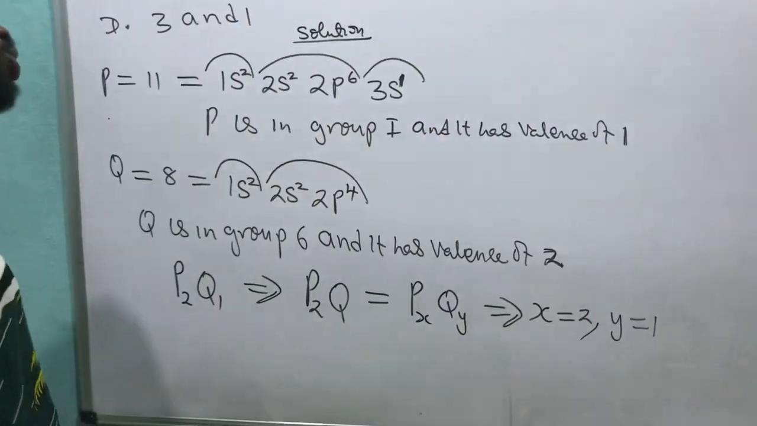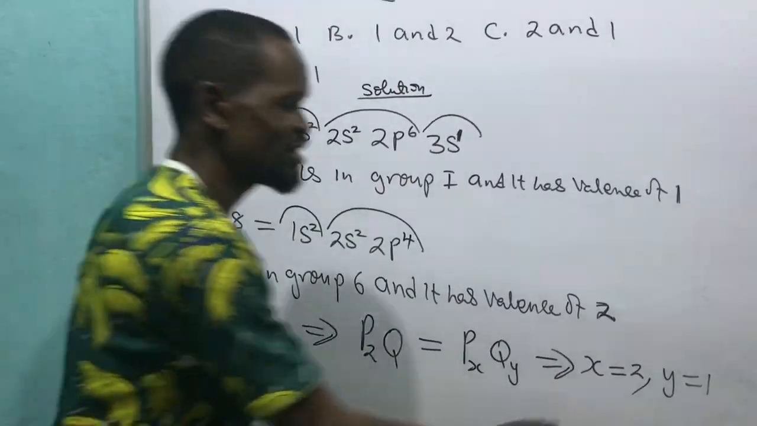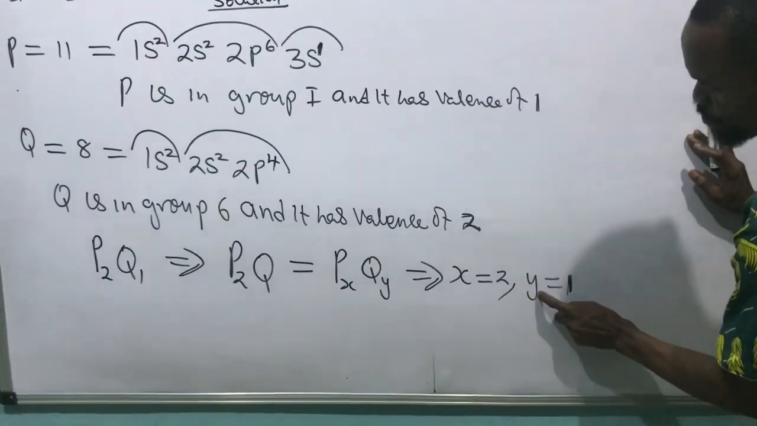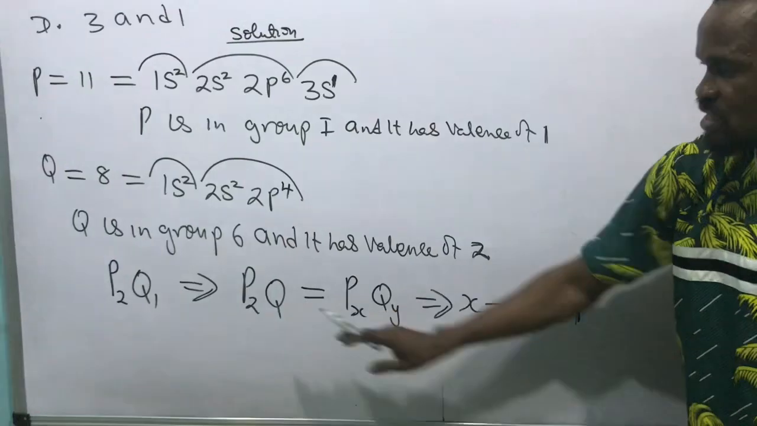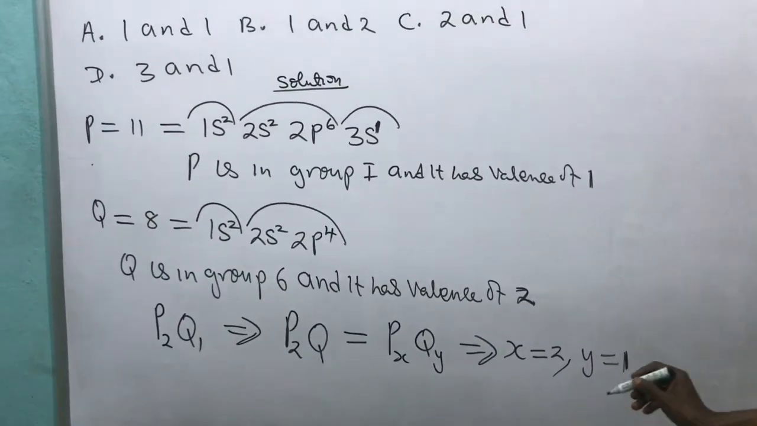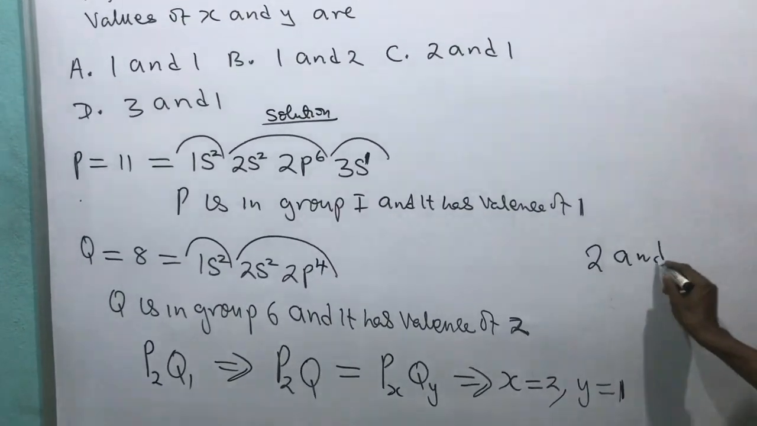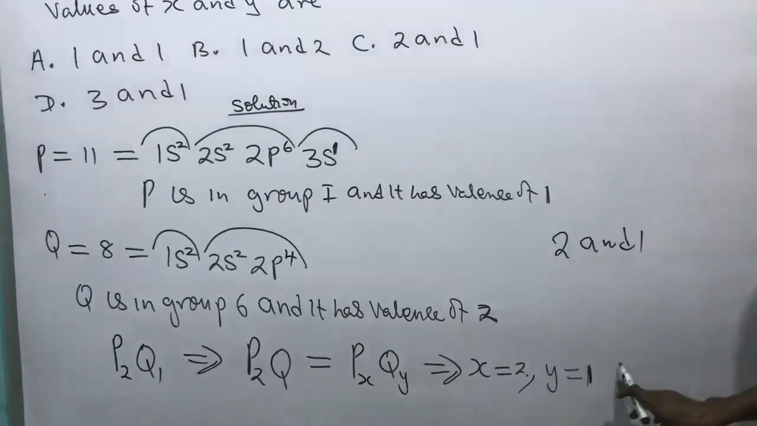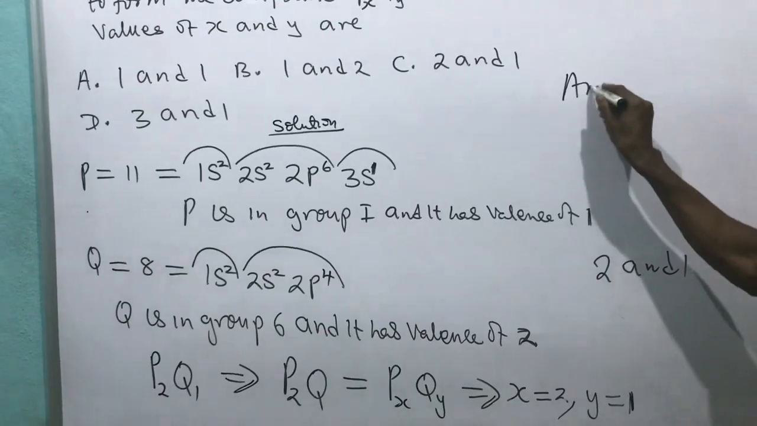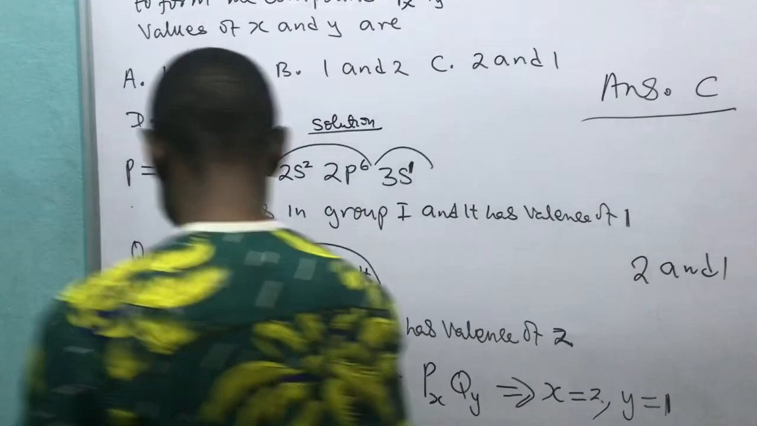I can go to my options and check. That implies my X is equal to 2 and Y is equal to 1. I think you are seeing it. That's what we did here. When I go to my options, I can see that the option becomes 2 and 1. Going to the options now, you see that my answer is option C.